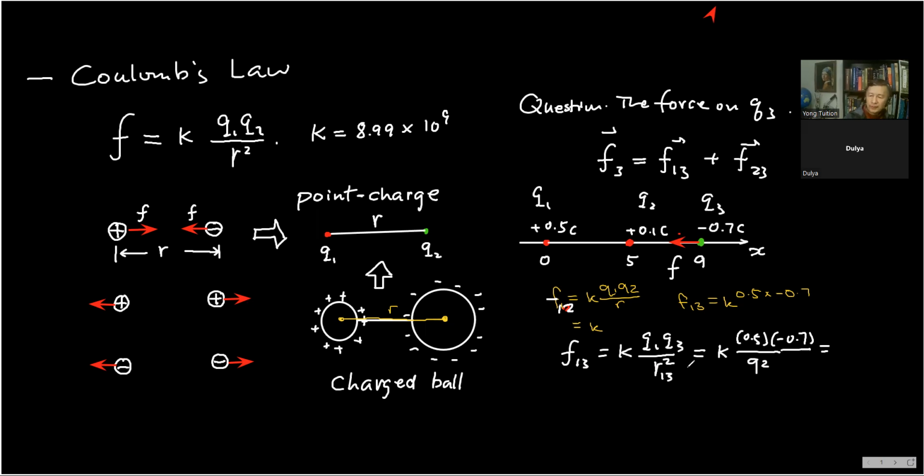Can you work out this force first? The force between 1 and 3. So the first term. You can use K, this is a constant. This is called the Coulomb constant. There is a constant in Coulomb's law, and this is a constant in the international unit system.